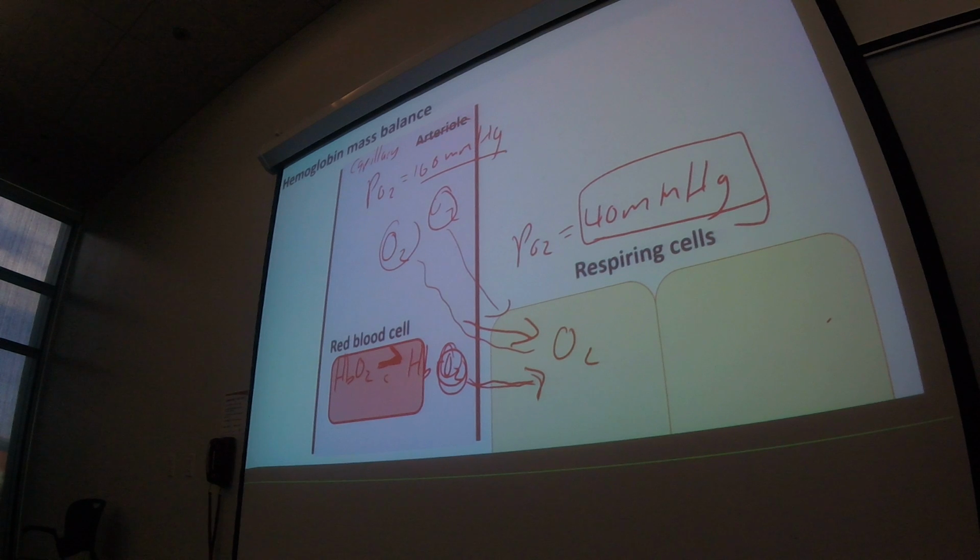I just have a question. What are the respiring cells again? Respiring cells are basically any cell in your body that's doing any metabolic activity. So it could be neurons, it could be muscle cells, it could be glandular cells. Any cell is basically a respiring cell. So I could just say cells, really. I'm just saying cells that need oxygen. The cells that need oxygen generally have a low PO2 because they're consuming that oxygen, right? They're turning it into carbon dioxide.